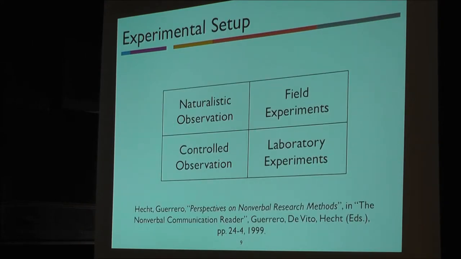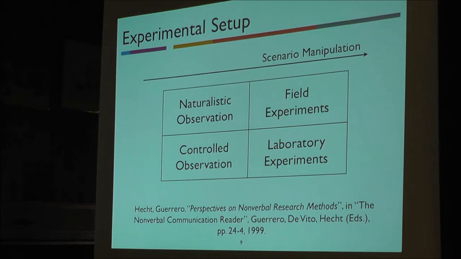So here is a very general description I found on how to organize experiments. You see four different types of experiments when it comes to the observation of behavior. And you see that they are organized along two axes. One is the manipulation of the scenario. What does it mean? You can tell people what you want them to do.